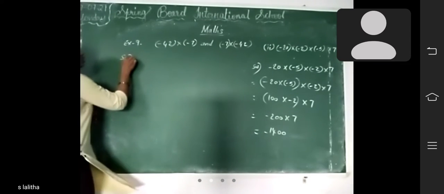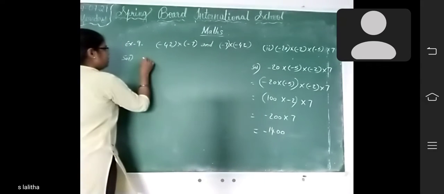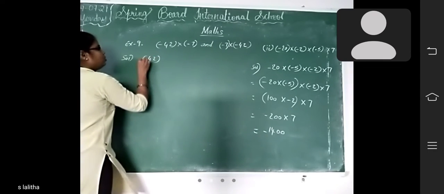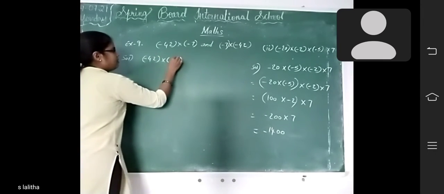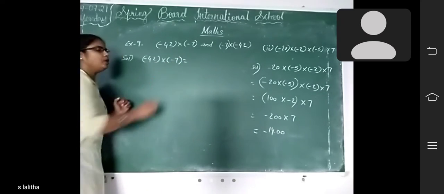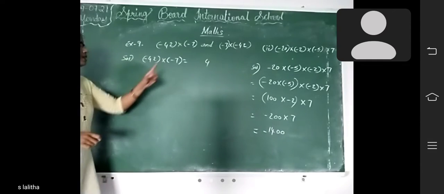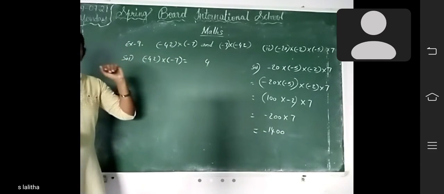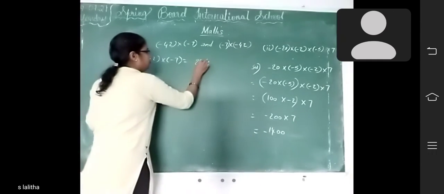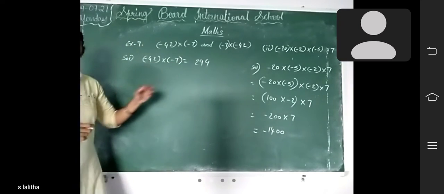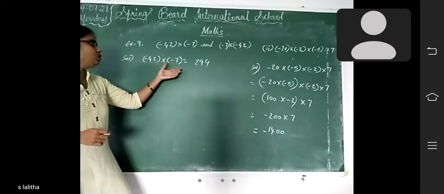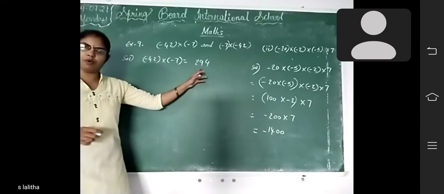So first you should take these two, and afterwards you should take that one. Minus 42 into minus 7. So 42 into 7, how much? 7 2s are 14, 1 is remaining, 7 4s are 28, plus 1, 29. Minus of minus, how much? Plus, both are negative integers only. So the product is positive.